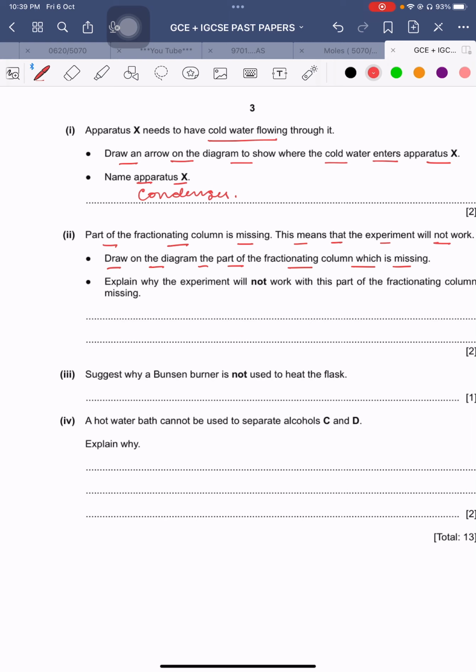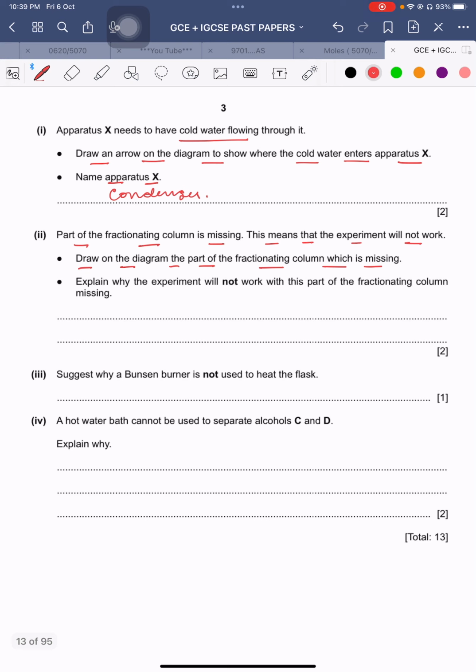Explain why the experiment will not work with this part of the fractionating column missing. If this stopper remains missing, what will happen? The fractions can go out of the fractionating column, and the thermometer will fall down into the fractionating column as well. Suggest why a Bunsen burner is not used to heat the flask. Again, the same answer. The fractions to be separated are flammable.